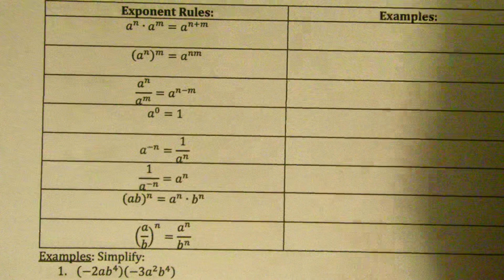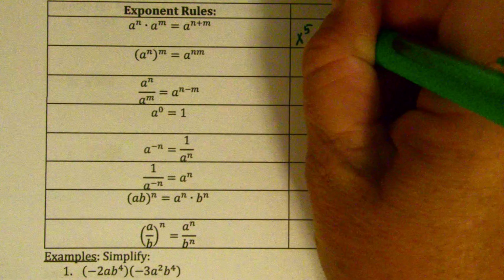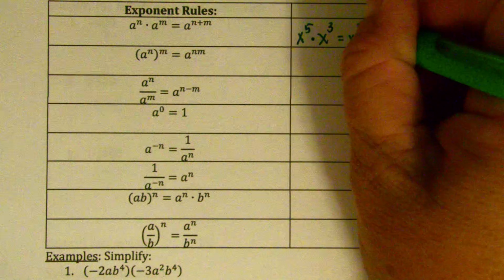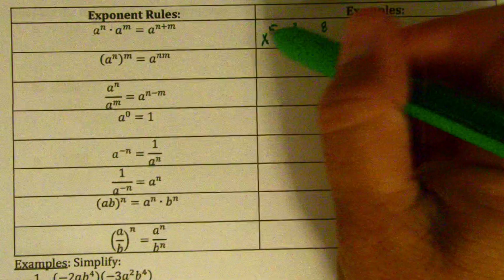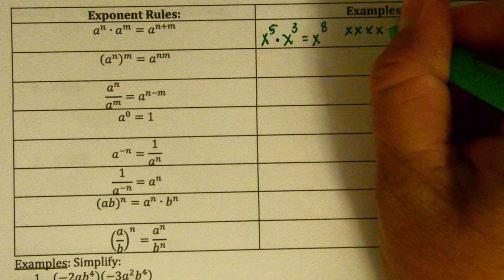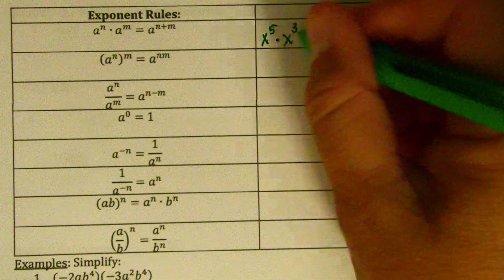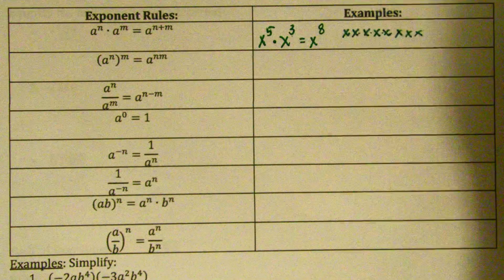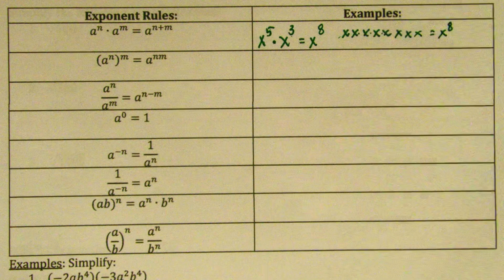For example, x to the 5th power times x to the 3rd power would be x to the 8th power, adding them together. The way that works is that x to the 5th power is really x times x times x times x times x, and x to the 3rd power is really x times x times x. All of those being multiplied would be x to the 8th power. That's why that works that way.